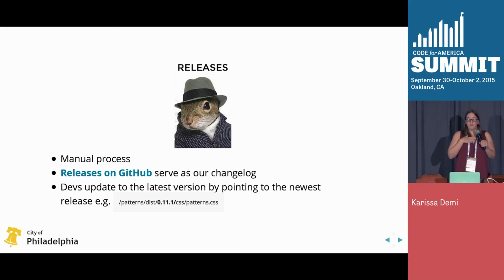And then if I was a developer and I realized that there was a new release of the pattern portfolio out, then all I would need to do is change the URL in the CSS file that I linked to in the head of my page, and I would have the latest and greatest version of the pattern portfolio, which right now is 0.11.1. We're still not on version 1 yet, but probably soon. Maybe, we'll see.